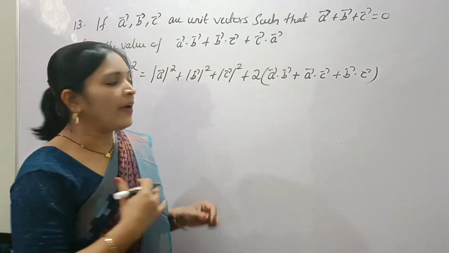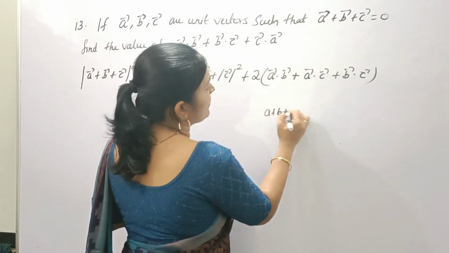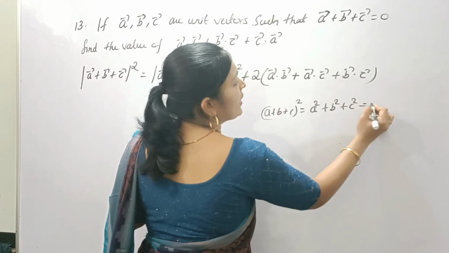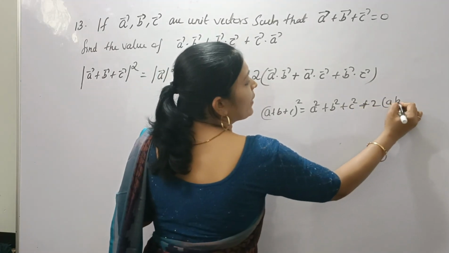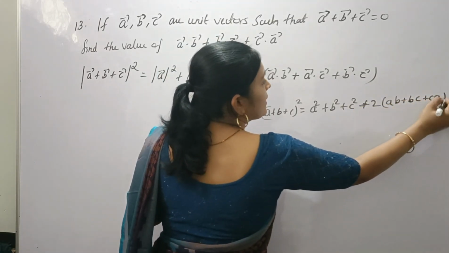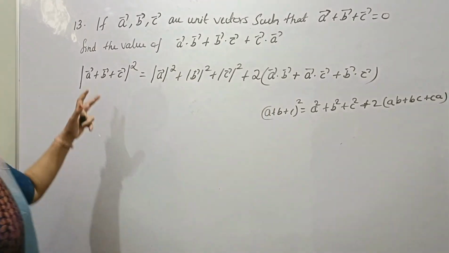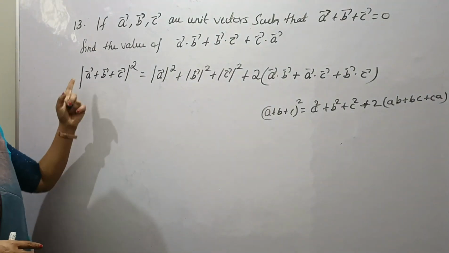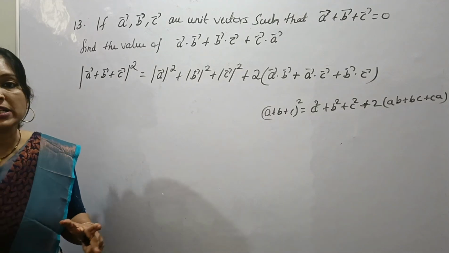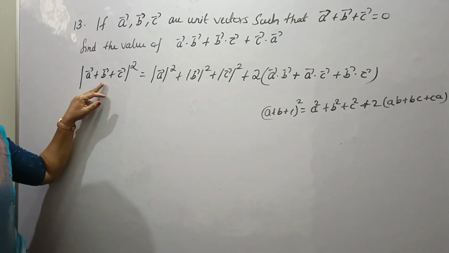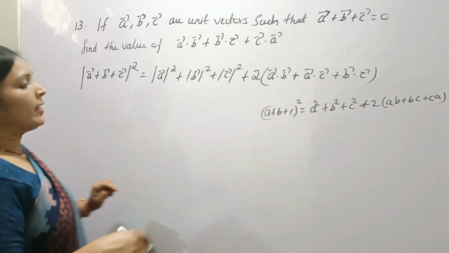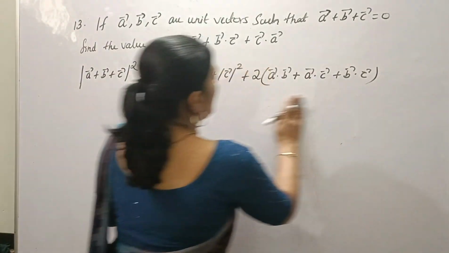In real numbers we have an identity, right? a plus b plus c whole square is equal to a square plus b square plus c square plus 2 into ab plus bc plus ca, right? Similarly in vectors also we can write, or if you do the derivation of vector a plus vector b plus vector c dot vector a plus vector b plus vector c, you will get the same thing. So here, now let's apply.